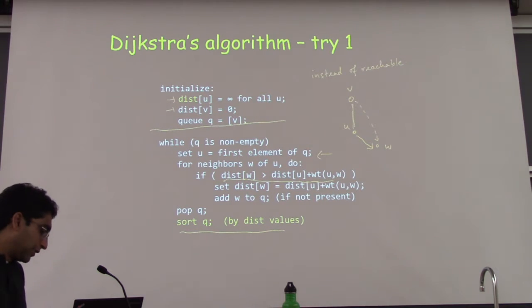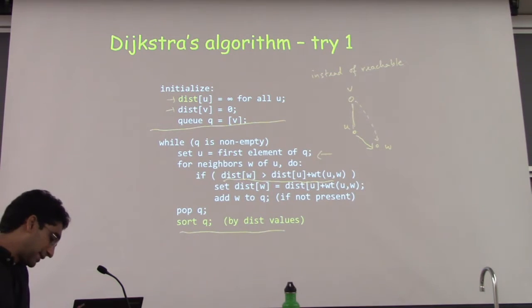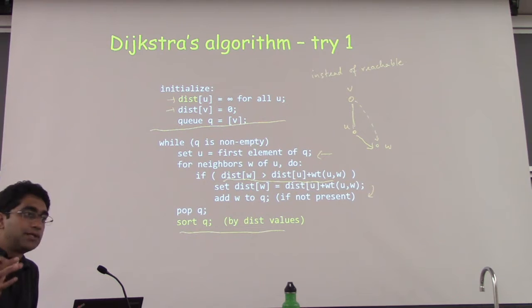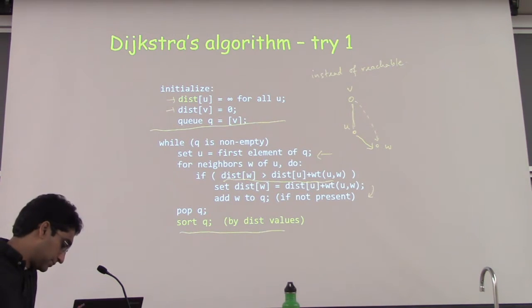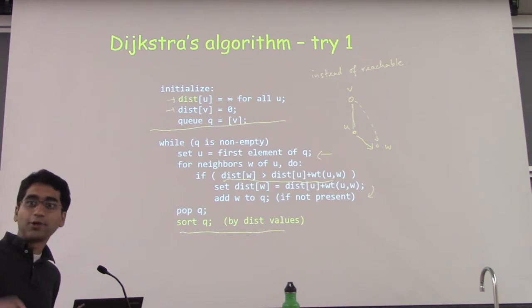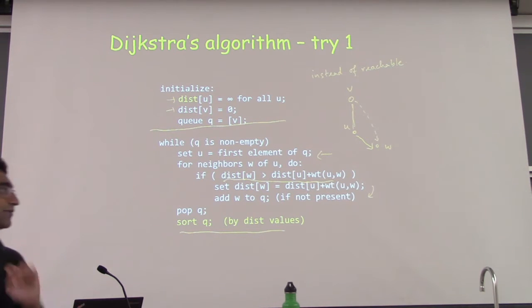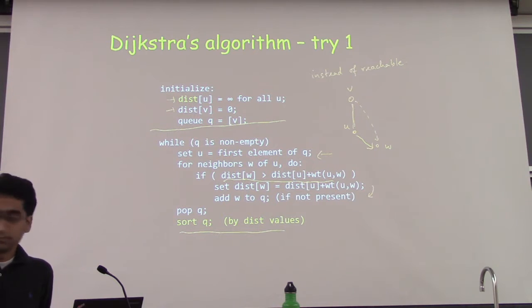And notice that this is almost the same as breadth first search, except that you might add elements to a queue multiple times. I mean, you might consider adding them multiple times. If it's already there, you don't physically add it, but the distance value gets updated. So this is the algorithm.